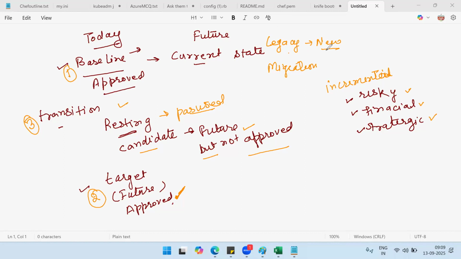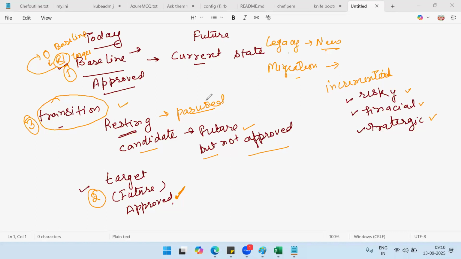It is mainly for the legacy to new or migration projects, right? So there transition is definitely required. If it is a new project, then your initial baseline is 0 because it is new, right? So if you have done release 1, then release 1 becomes the target, and next time whatever you want to change, this target becomes the baseline, and your target will be release 2, right? No?